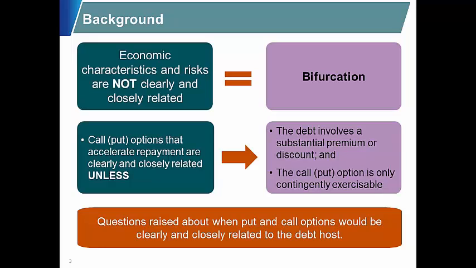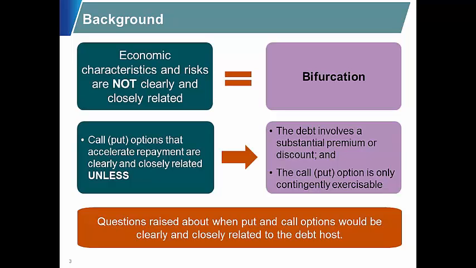Just to add to that, ASC 815 also states that call and put options that can accelerate the repayment of principal on a debt instrument are considered to be clearly and closely related to the debt instrument unless both of the following exist: 1. The debt involves a substantial premium or discount, and 2. the call or put option is only contingently exercisable. Good point. So for contingently exercisable call or put options to be considered clearly and closely related, they can be indexed only to interest rates or credit risk, not some extraneous event or factor.